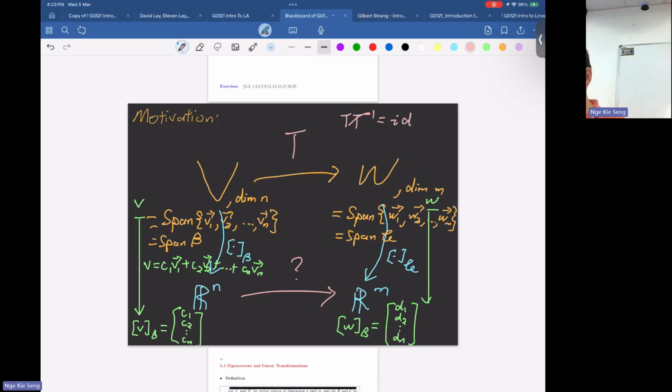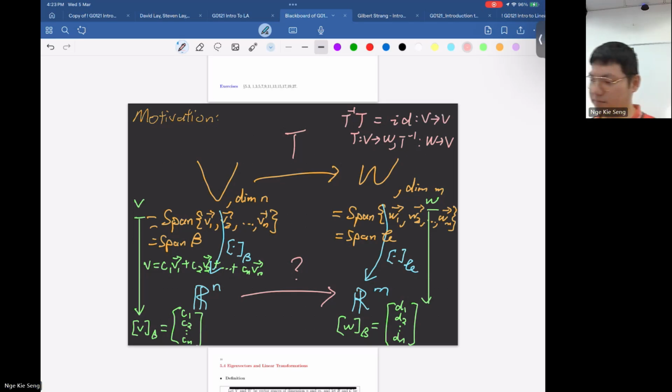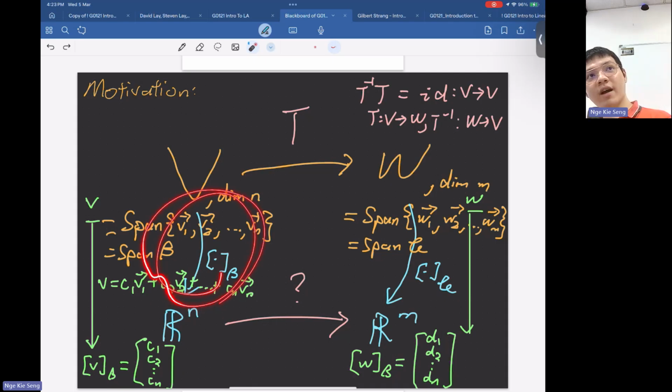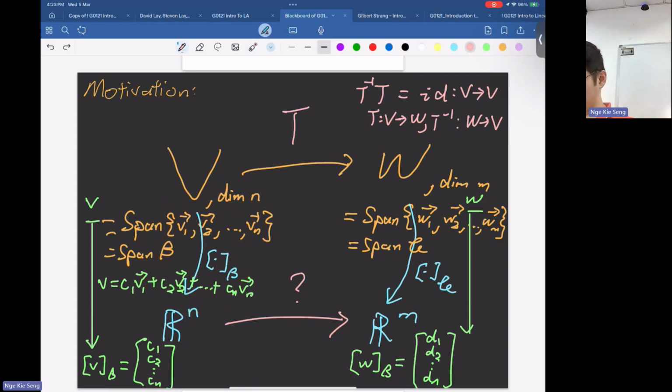Let's do the other way. What does the inverse do? Let's say T is going from V to W, and then T inverse should go from W to V, so that your identity function is going from V to V. Can you go backward or not? So inverse is one way for you to go backward. If you have a map from V to W, the inverse will send W back to V. We do have an inverse here.